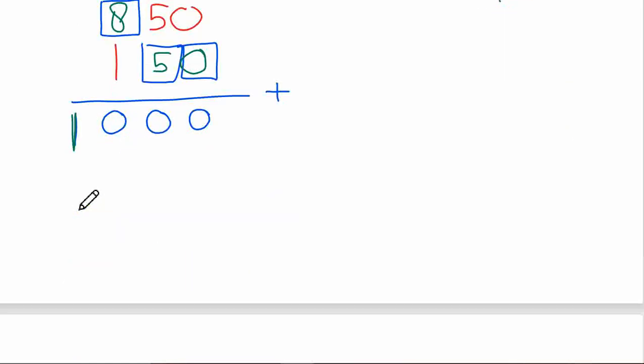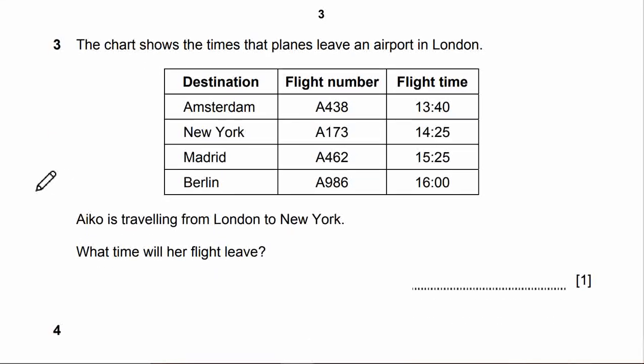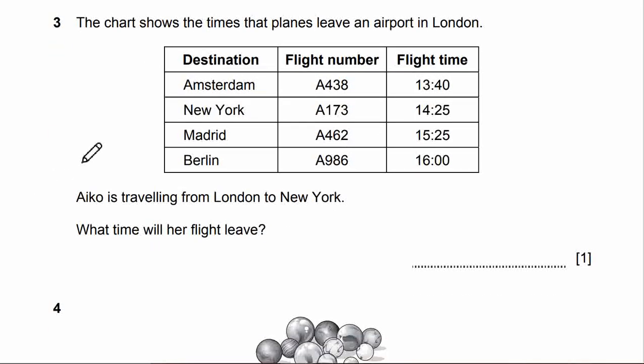Let's get moved to number 3. The chart shows the times that the plane leave an airport in London. Here's Amsterdam, New York, Madrid, Berlin. Aiko is traveling from London to New York. What time will her flight leave from London to New York? London. Destination is New York. But this is our destination. So the time will leave at 14:25.